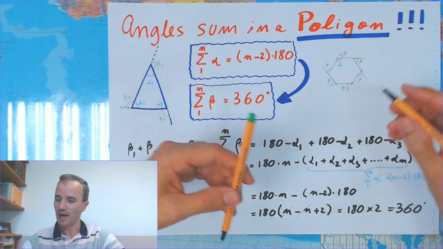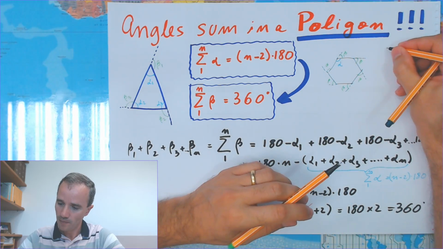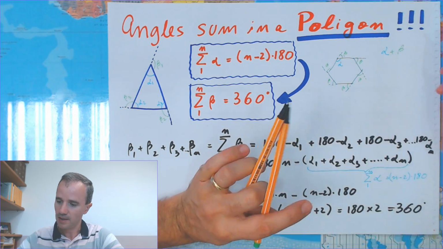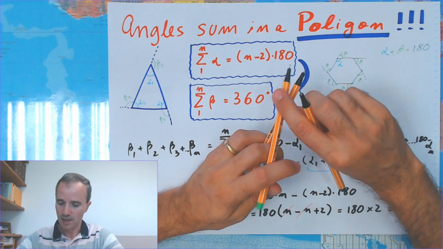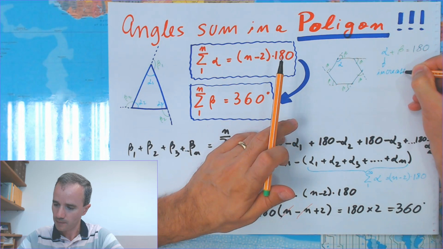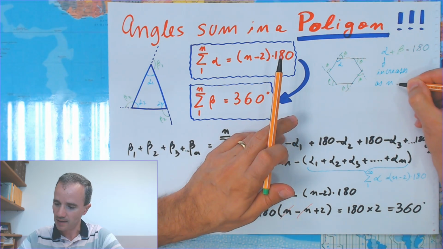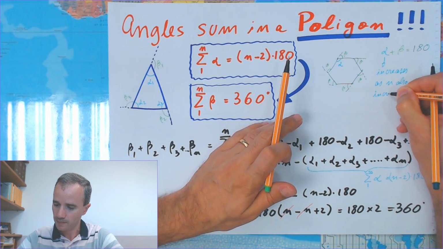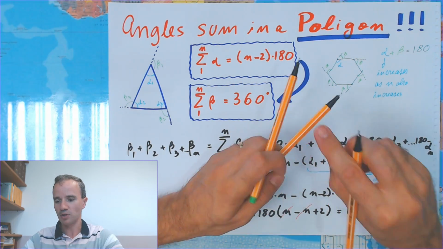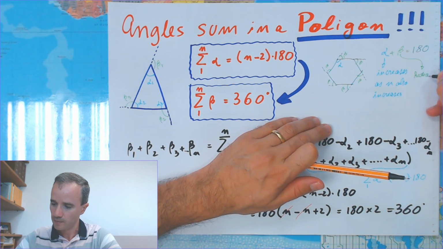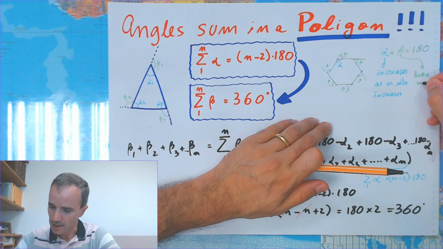Well, we know that alpha plus beta must be 180. If alpha increases as n also increases, what's going to happen to beta? Beta is going to reduce, right? Okay, reduce as n increases.